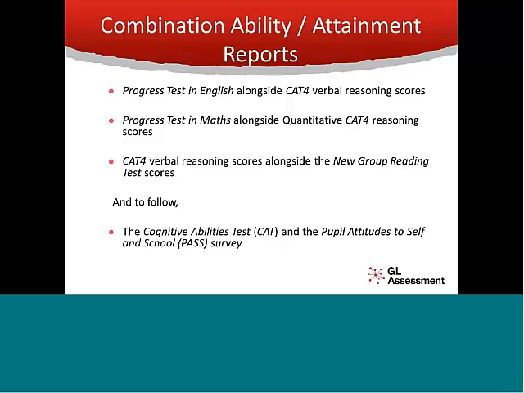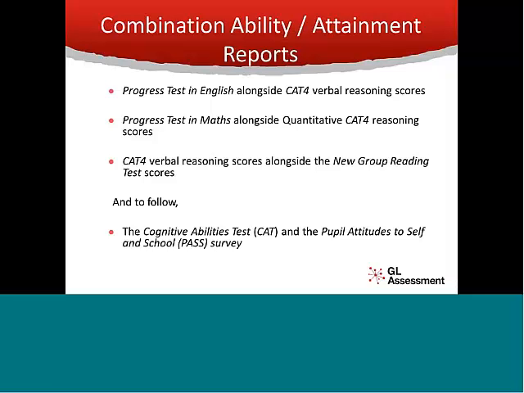Just to make clear what correlations we're actually looking at in these combination reports, we're looking at the progress test English standardized age scores against the CAT4 verbal. That's where we found the best correlation to get the most information for you. Similarly, for maths, perhaps not unexpectedly, we've got the quantitative CAT4 standardized age scores shown alongside the progress test maths. And for the new group reading test scores, again, it's verbal, perhaps not too unexpected there.